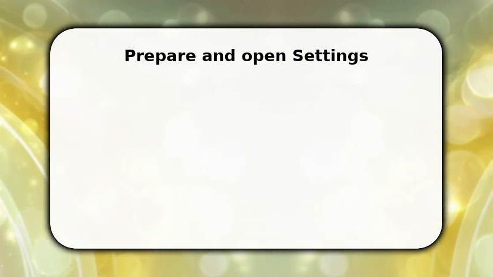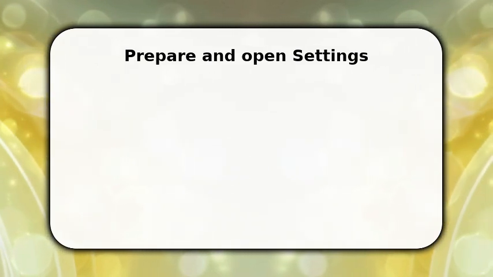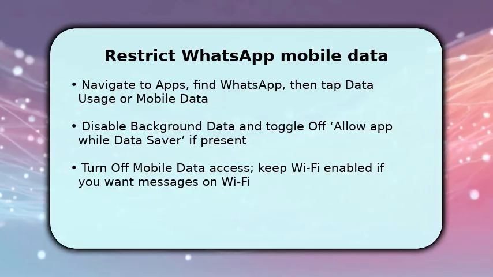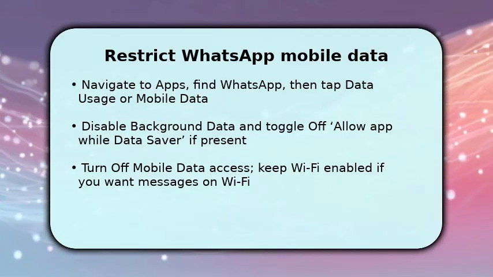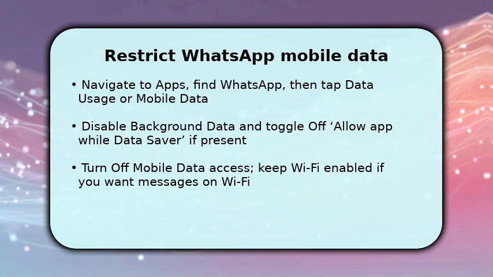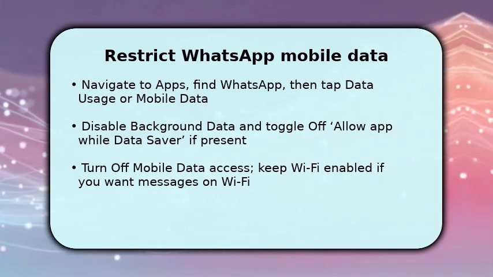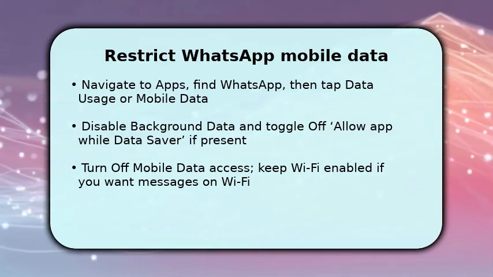Now you'll cut WhatsApp's cellular access. Open Settings, then Apps, then WhatsApp, then choose Data Usage or Mobile Data and Wi-Fi. Disable background data so it can't sync on cellular. This prevents notifications via mobile.